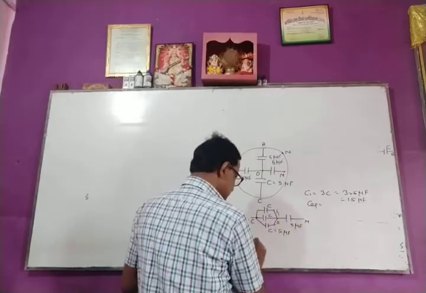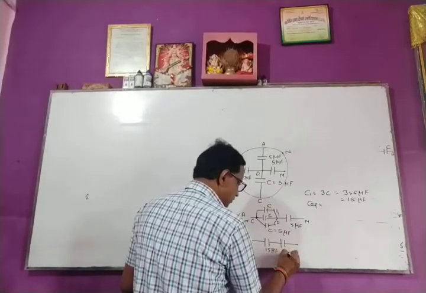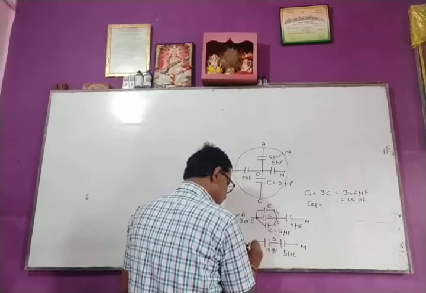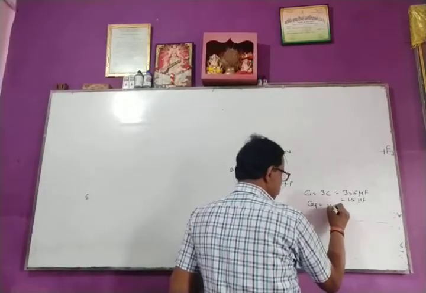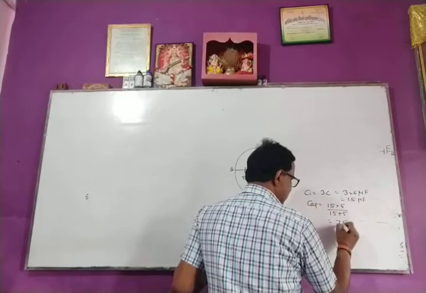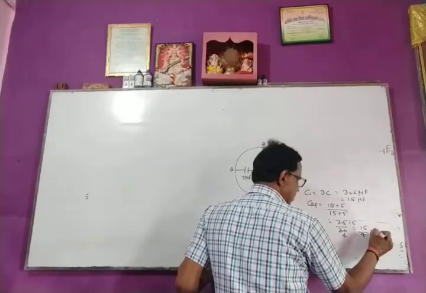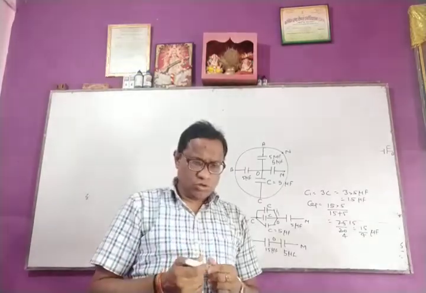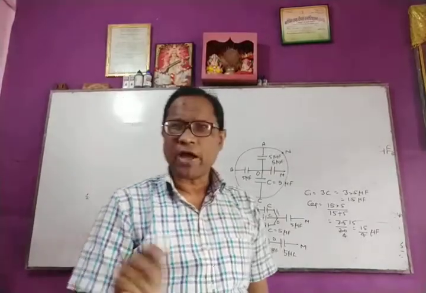Now 15 microfarad and 5 microfarad, O M N. So they are in series. So 15 into 5 by 15 plus 5. 15 by 4 microfarad. So equivalent capacitance is 15 by 4 microfarad.